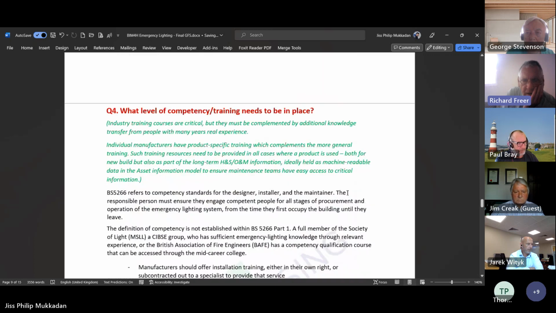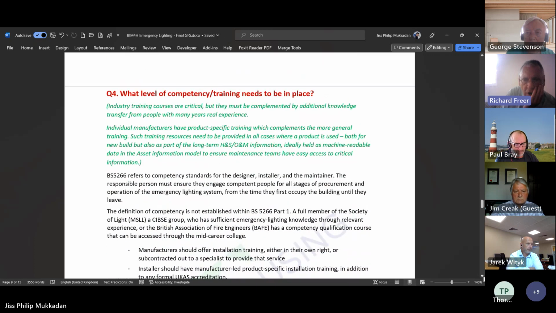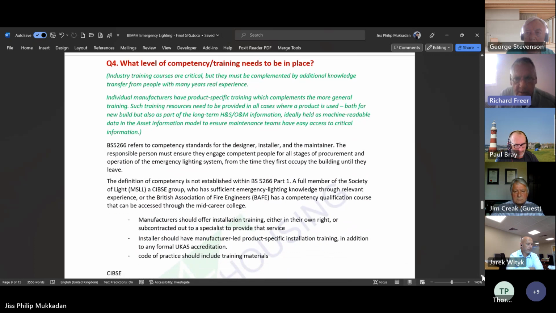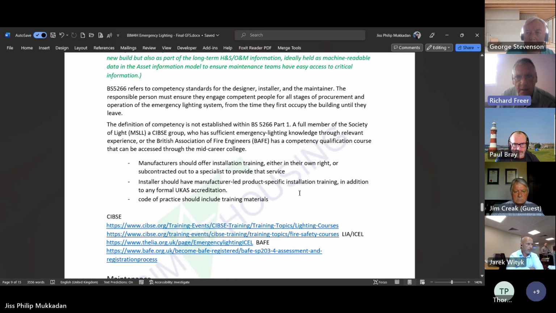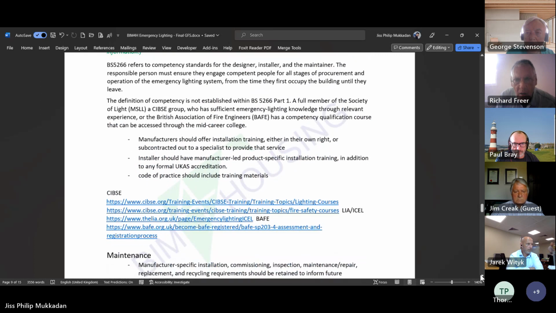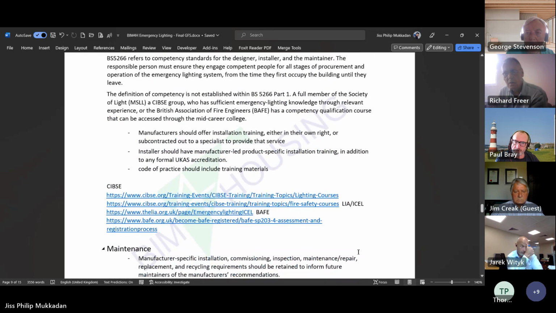Right, question 4. We're getting on to competency and training. What competency and training needs to be in place? Right, scroll down so we can see as much of the black writing as we can. There we go. Are people aware of any other competency or assessment frameworks or methods for emergency lighting?